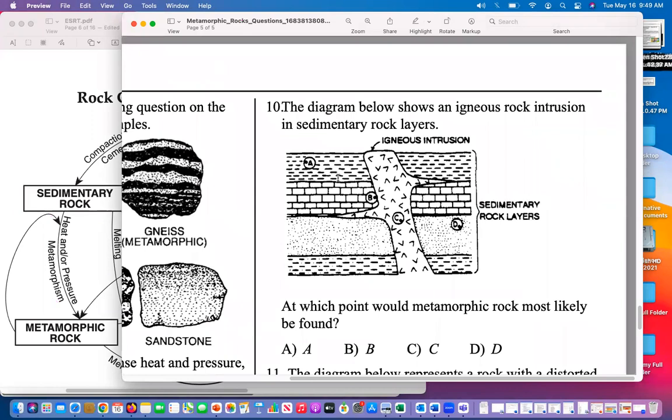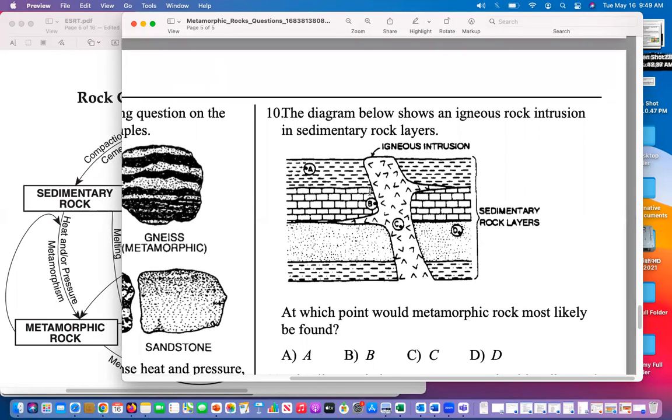Number 10, the diagram below shows the igneous rock intrusion in sedimentary rock layers. At which point would metamorphic rock most likely be found? Remember, contact metamorphism is always going to be found in between the igneous rock intrusion and where the sedimentary rock is.